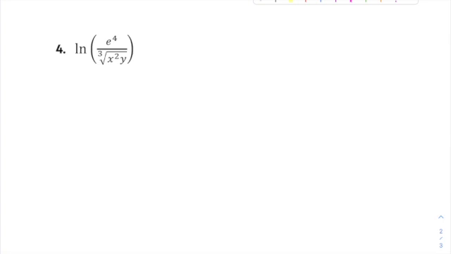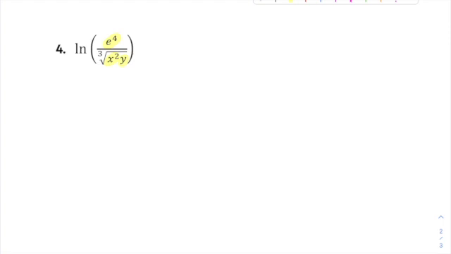Here's another example. How many logs am I going to make? If you want to pause it and try on your own, always a good idea here. How many logs am I going to make? Definitely 1 for the e to the 4th, 1 for the x's, and 1 for the y's here. So just be careful with those x's and the y's in the denominator because they're both under the cube root.